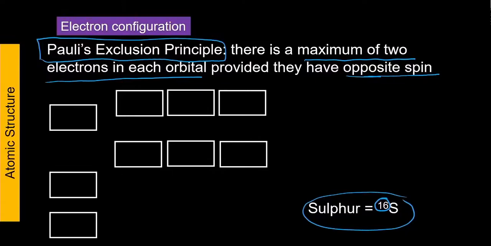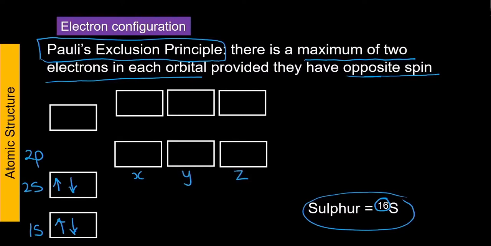So let's have a look. We've got 16 electrons to place. So we put here 1s. According to Pauli's exclusion principle, we can have a maximum of 2 electrons. So 1, 2. We move to the second energy level with the spherical orbital, the 2s, 3, 4. Now we go to the 2p orbitals, x, y, and z.